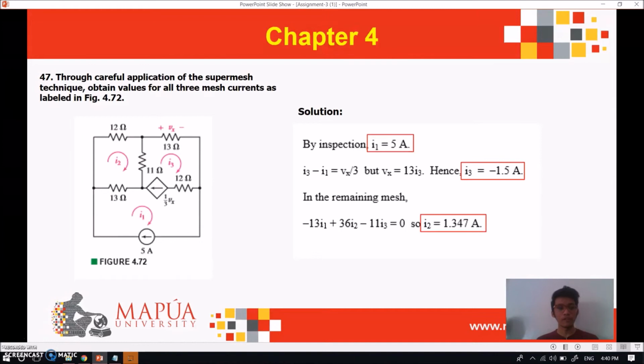Number 47. Through careful application of the supermesh technique, obtain values for all three mesh currents as labeled in figure 4.72. This is its solution. By inspection, I1 is equal to 5 amperes. Then, I3 minus I1 is equal to Vx over 3. But Vx is equal to 13 I3. Hence, I3 is equal to negative 1.5 amperes. In the remaining mesh, negative 13 I1 plus 36 I2 minus 11 I3 is equal to 0. So the answer is I2 is equal to 1.347 amperes.